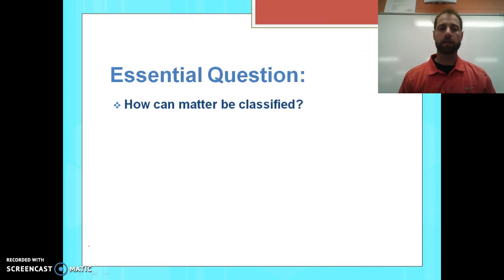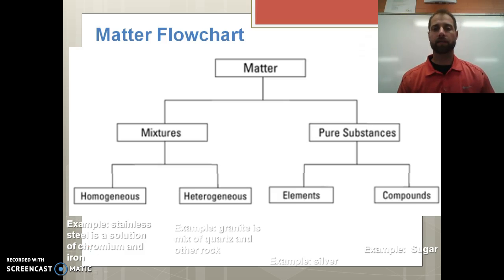All right, so let's look at how can matter be classified. There are two major categories of matter. The first one is pure substances. Pure substances are going to be things such as elements or compounds. Elements you can find on the periodic table. Compounds are going to be two or more elements chemically bonded together.